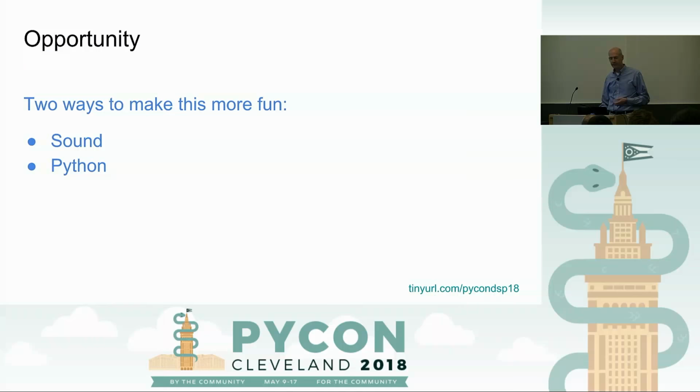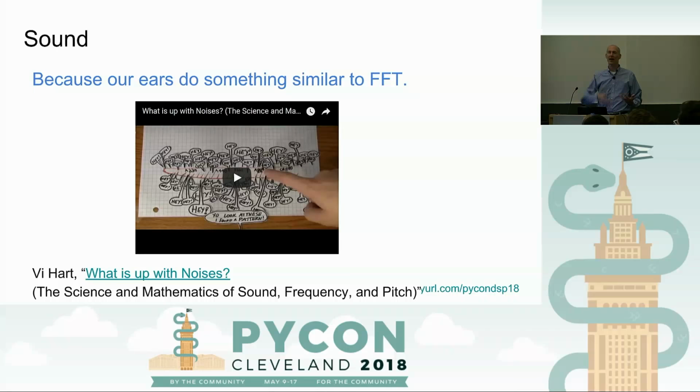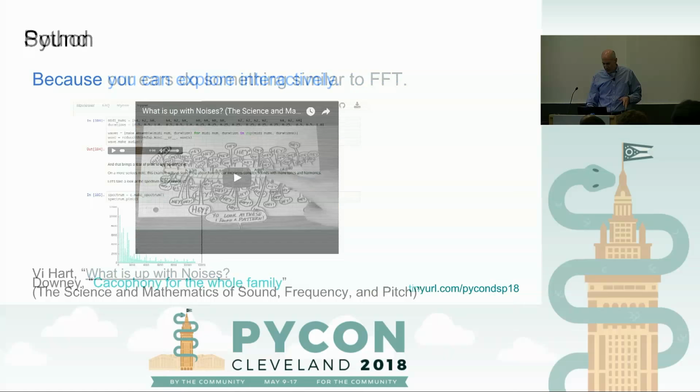So I think there's an opportunity here to make this stuff a lot more fun, a lot easier to get into, partly by using Python, which I mentioned, and partly by using sound, which makes a lot of sense because what your ear does is a lot like the spectral analysis that we're going to learn about, the Fourier transform. If you get a chance, not now, but some other time, click that link and get to Vi Hart's video that's called What's Up with Noise? Really nice explanation of this relationship between the signal that goes into your ear and how your brain then perceives that sound. We'll get to a bit of it today.